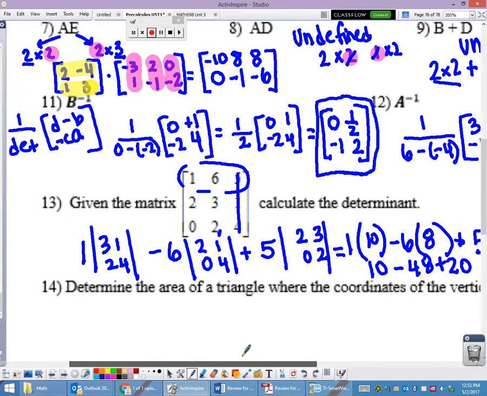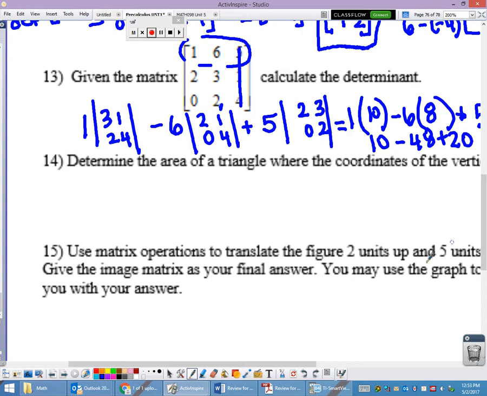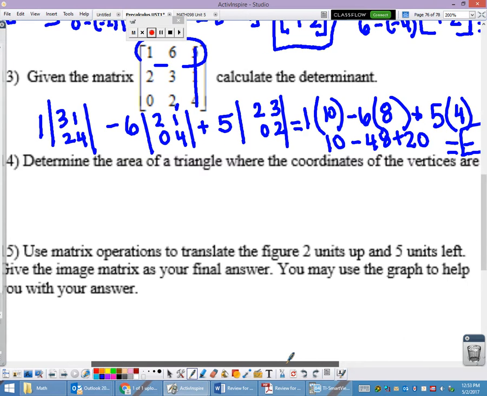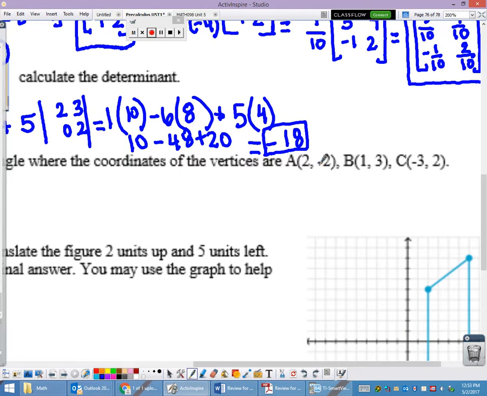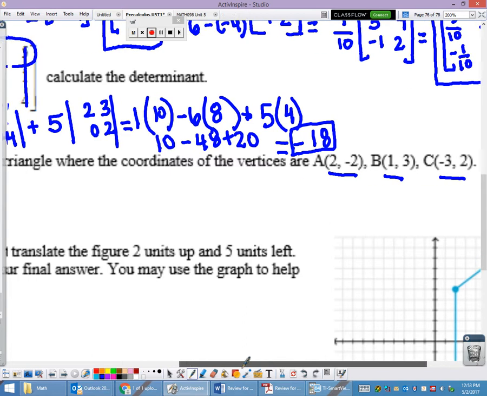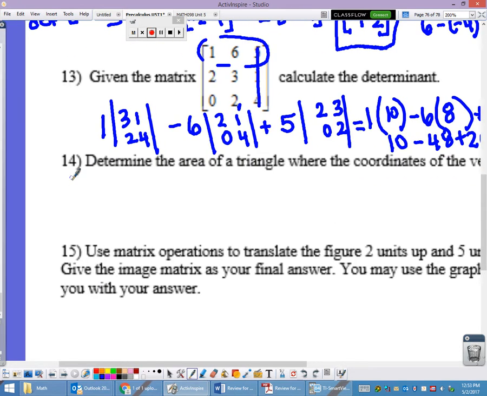Alright. Now, to find the area of a triangle, we're also going to have to do the determinant of a 3 by 3 matrix. For this triangle, my vertices are 2, negative 2, 1, 3, and negative 3, 2. So the first thing I'm going to do is make a matrix with those values. For my x and y, I'm going to make those in columns. So it's going to be 2, negative 2, and then 1, 3, and then finally negative 3, 2.